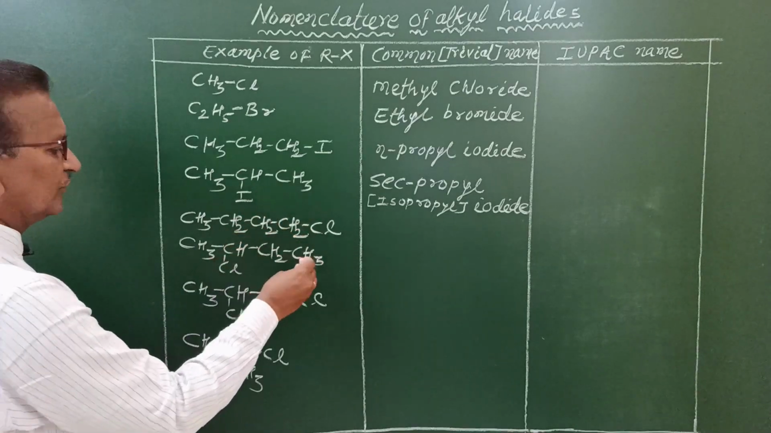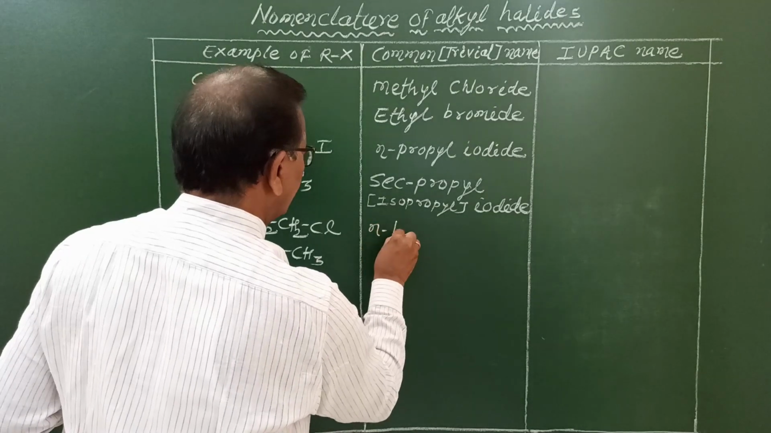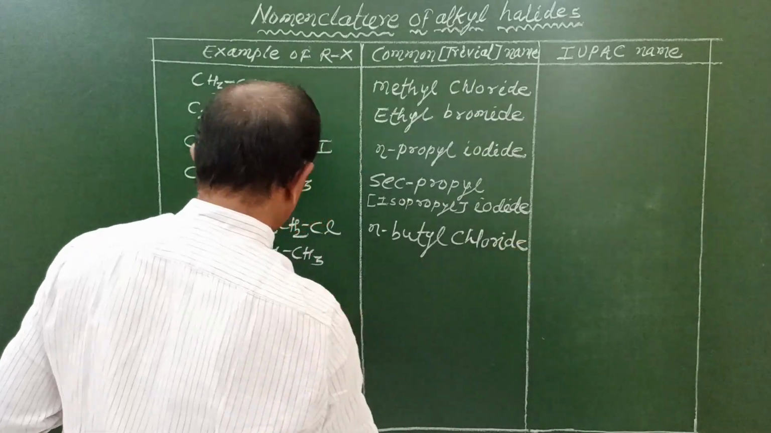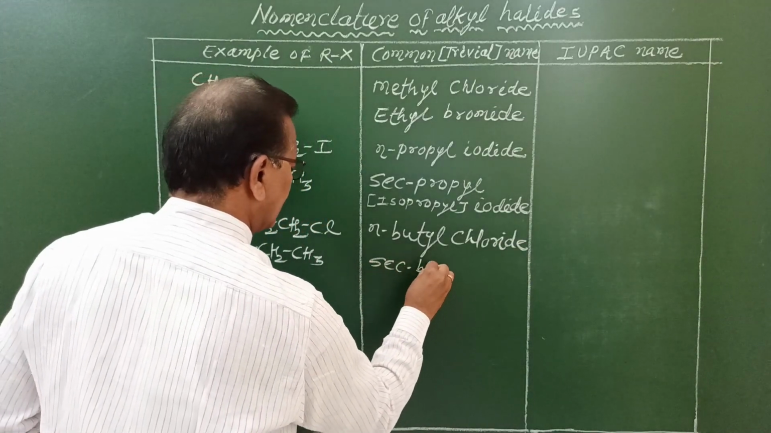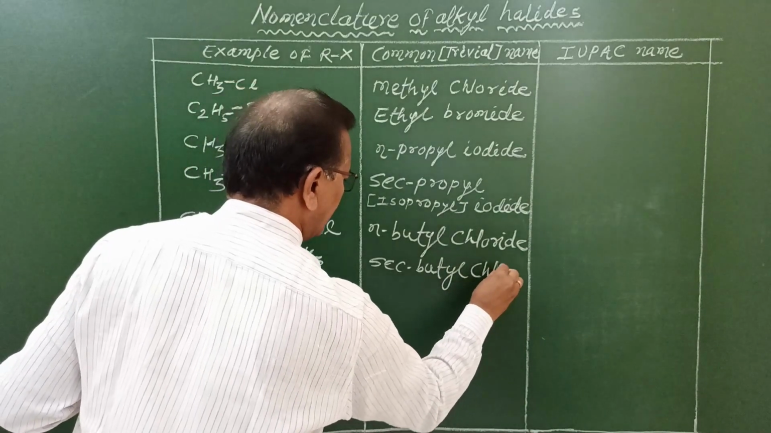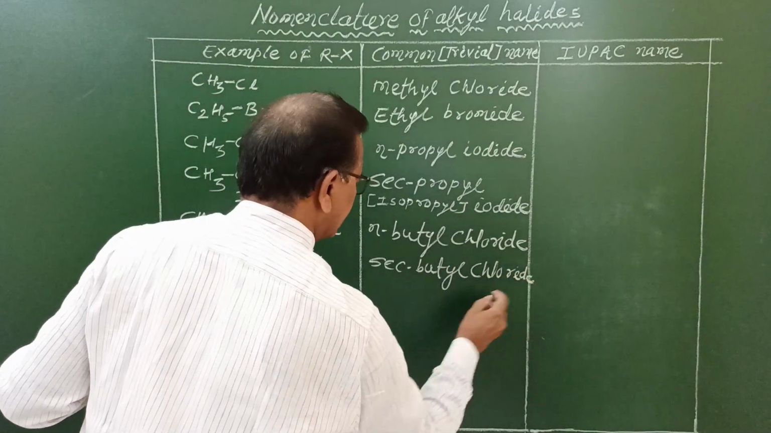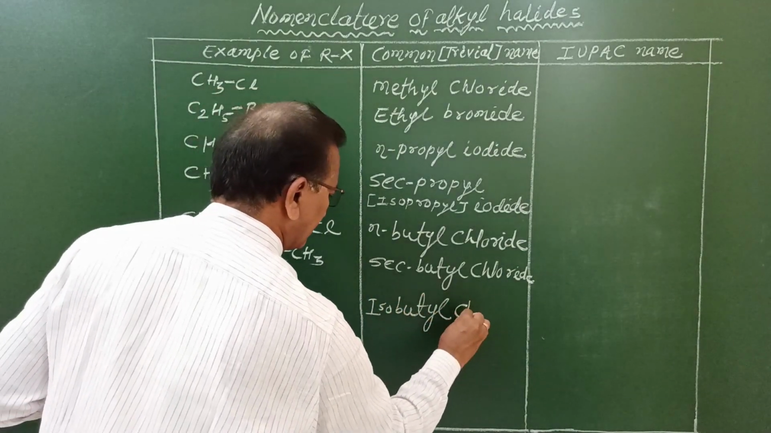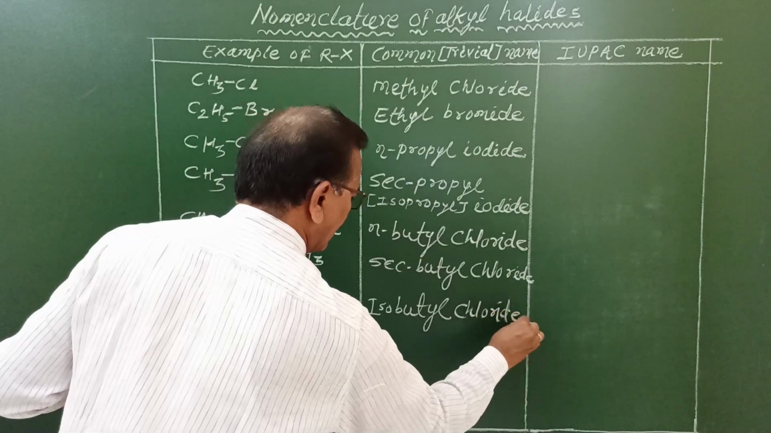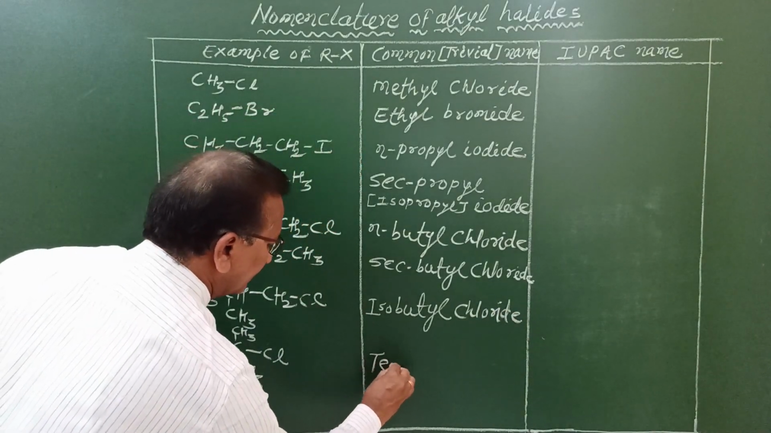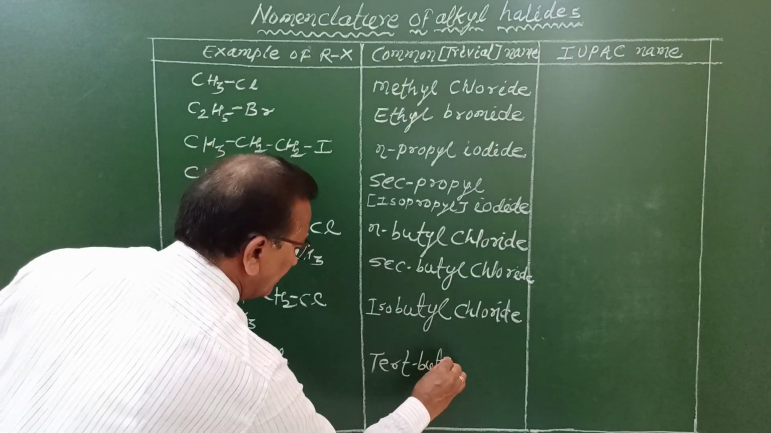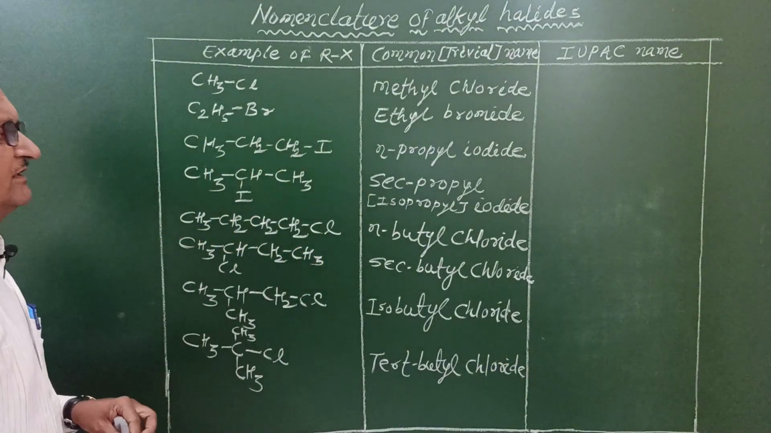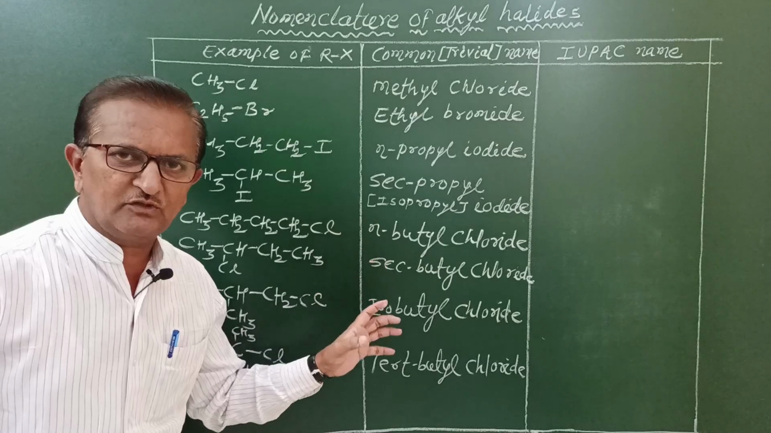Okay, so this is n-butyl chloride. This is sec-butyl chloride. Next one is isobutyl chloride. And the last one is tertiary butyl chloride. So this is regarding the common names of alkyl halides.